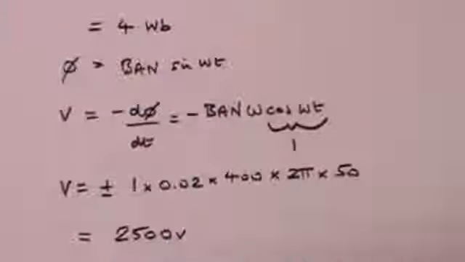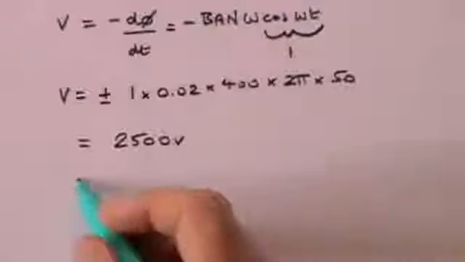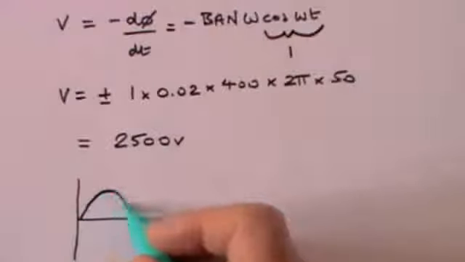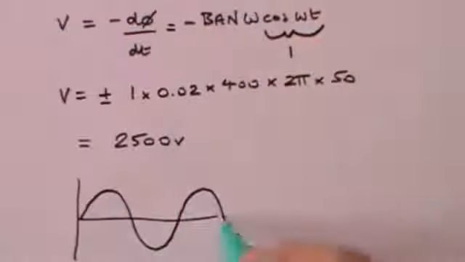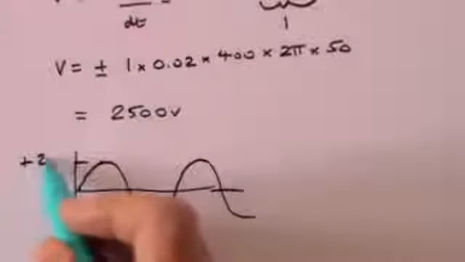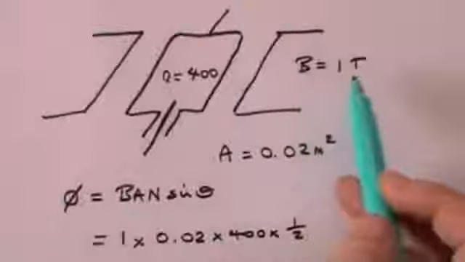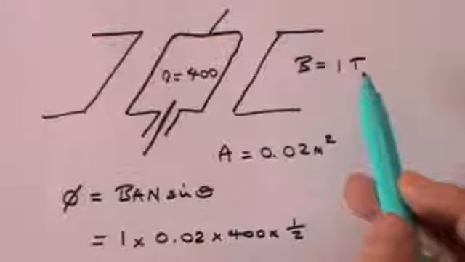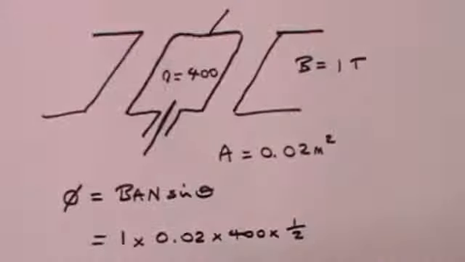And so you're going to have an alternating voltage, which is going to look like a sine wave, where the peaks are going to be plus 2,500 volts and minus 2,500 volts. That's a lot. But bear in mind that I had given us a magnetic field of 1 Tesla, and that's a huge magnetic field. Normally you wouldn't get a magnet with anything like that kind of power.